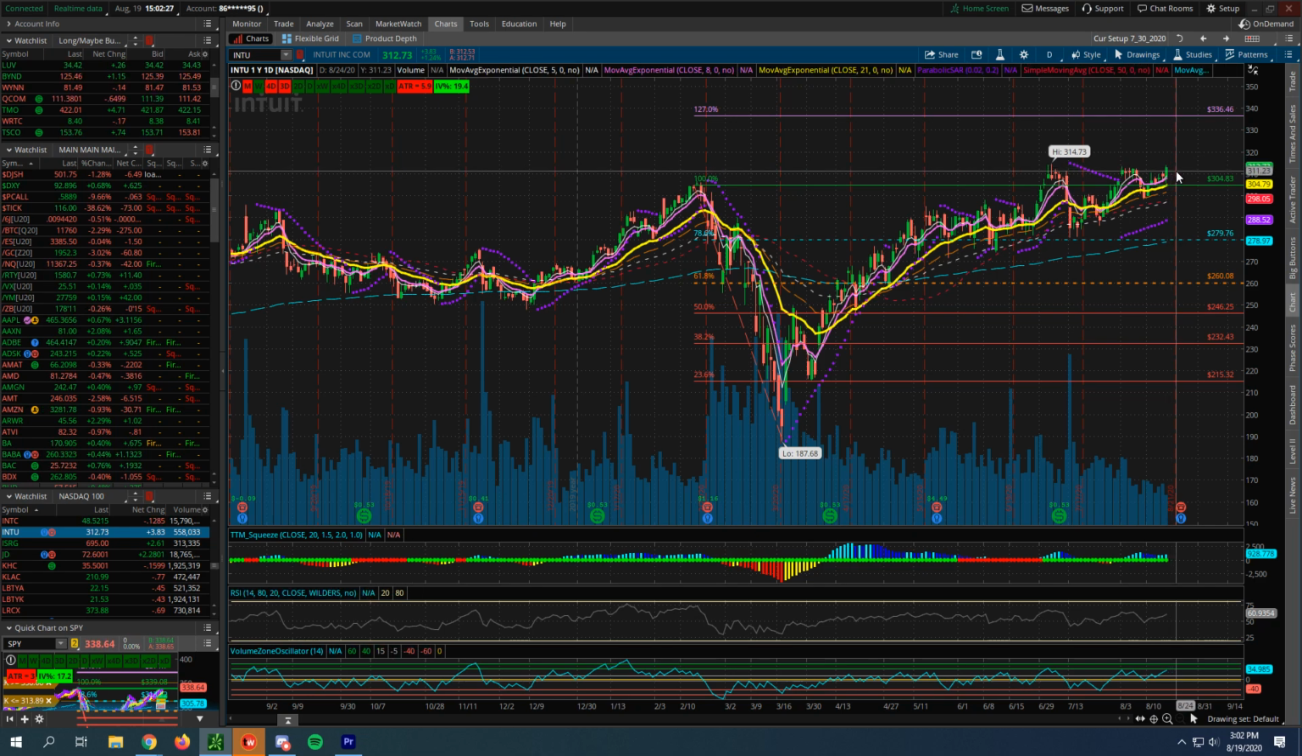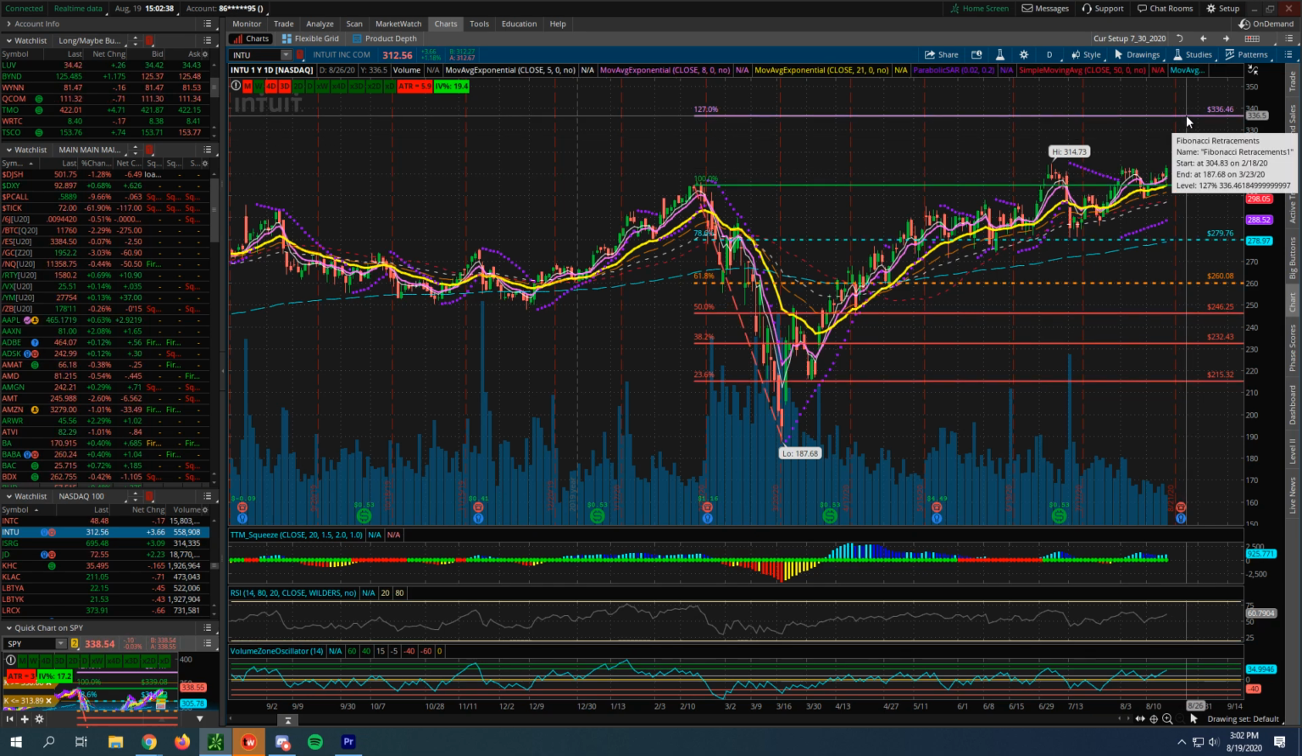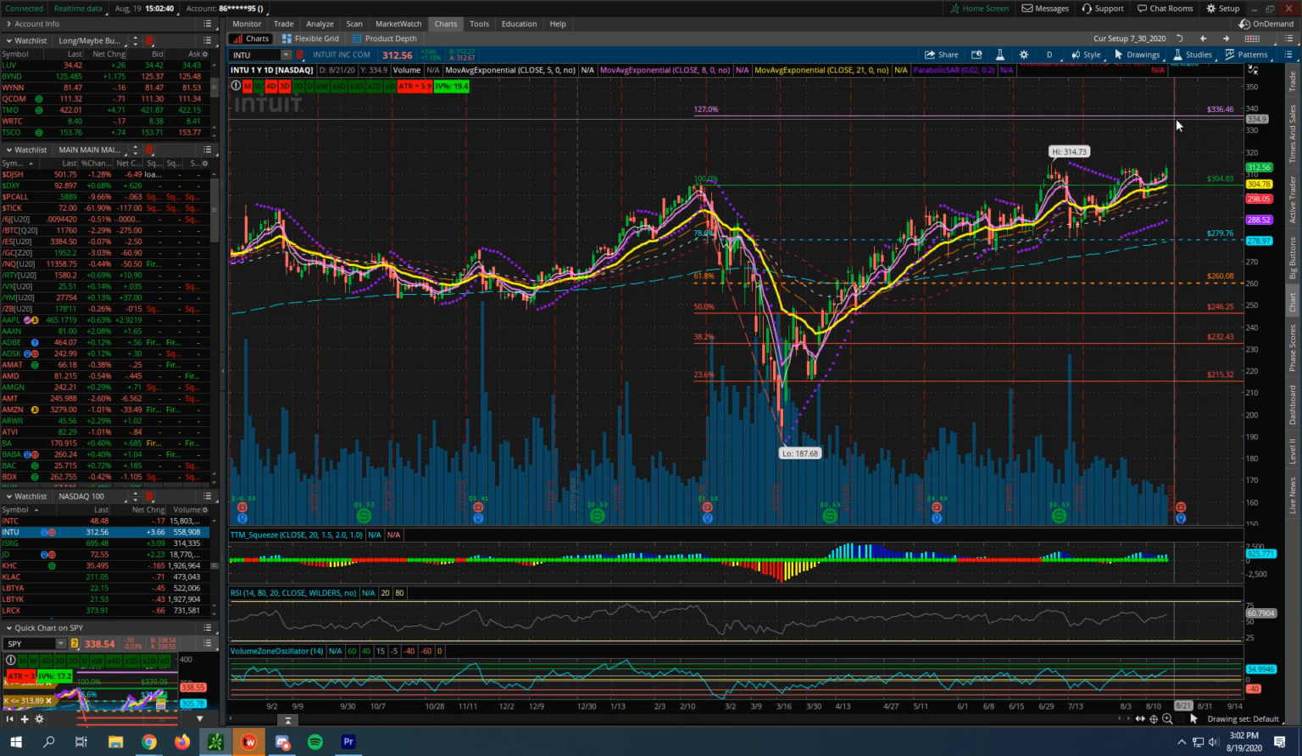With earnings on the horizon, again, be super mindful of that. Especially with options, be very careful with that. I wouldn't be putting on a full position into earnings, without a doubt. Looking for potential overhead, significant overhead resistance around 336.